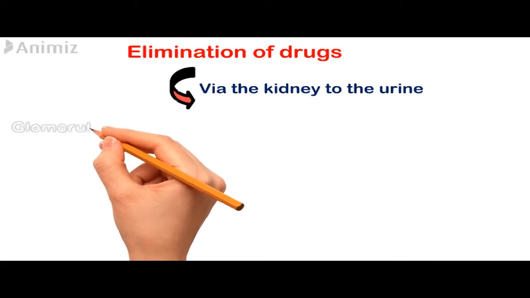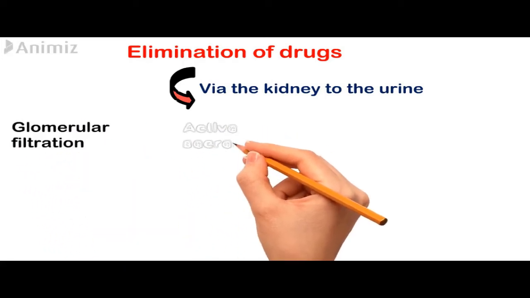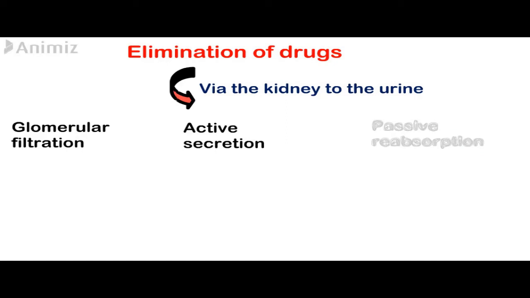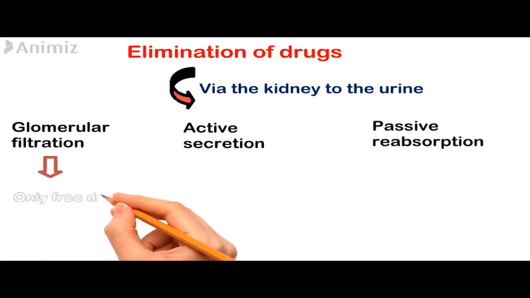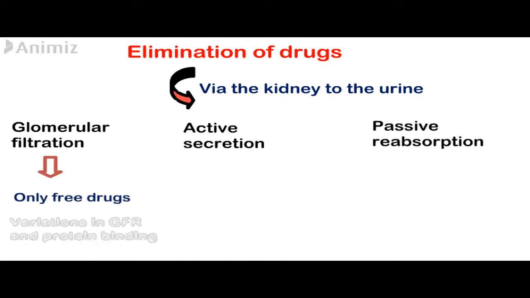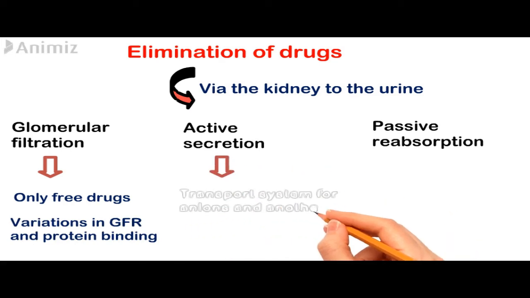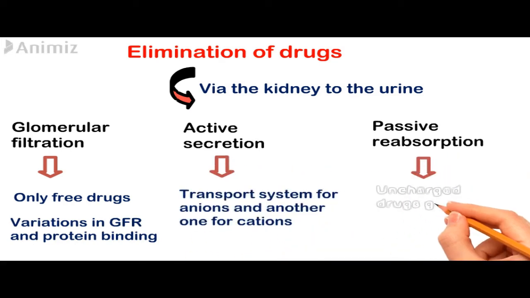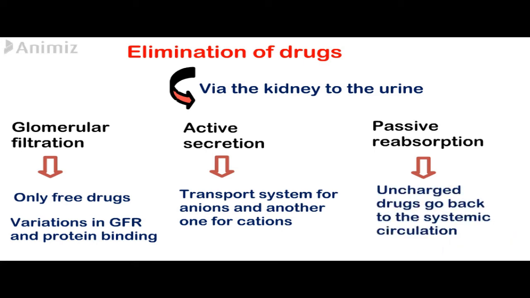Today we will talk about the last process of pharmacokinetics, which is elimination of drugs. As we discussed in our previous video, drugs must be sufficiently polar to be eliminated from our body. So removal of drug from the body occurs via a number of routes, and the most important one is elimination through the kidney into the urine. And this route of elimination involves three main processes, which are the glomerular filtration, the active tubular secretion, and the passive tubular reabsorption.